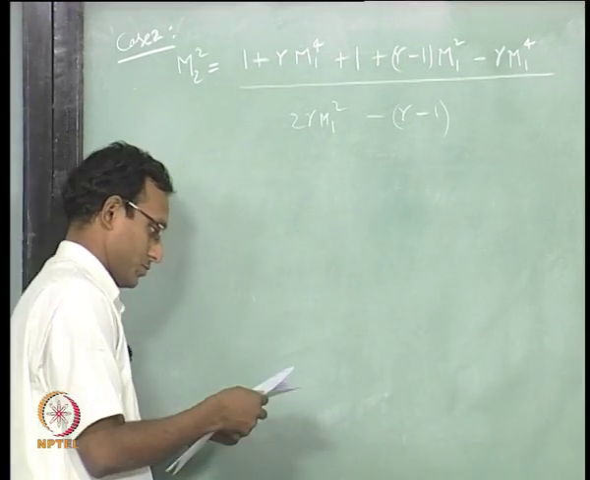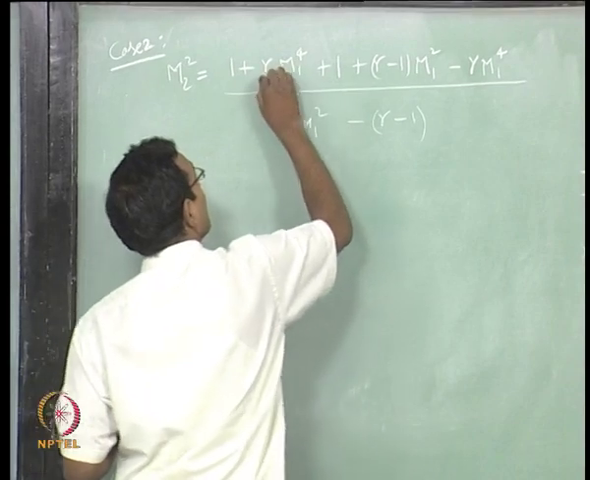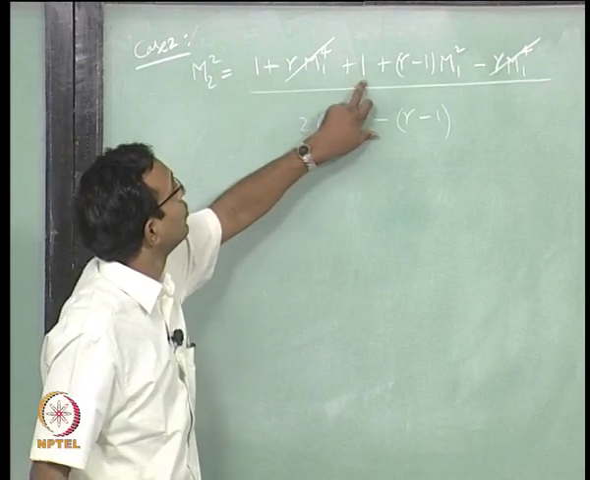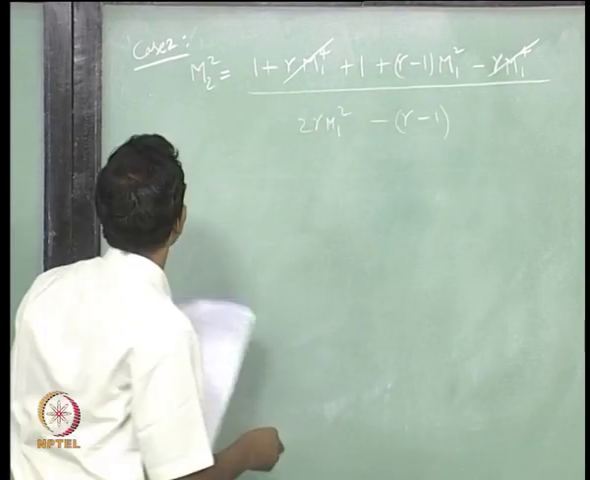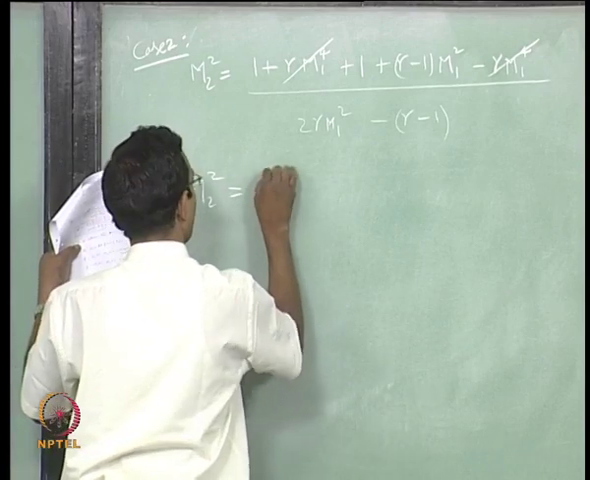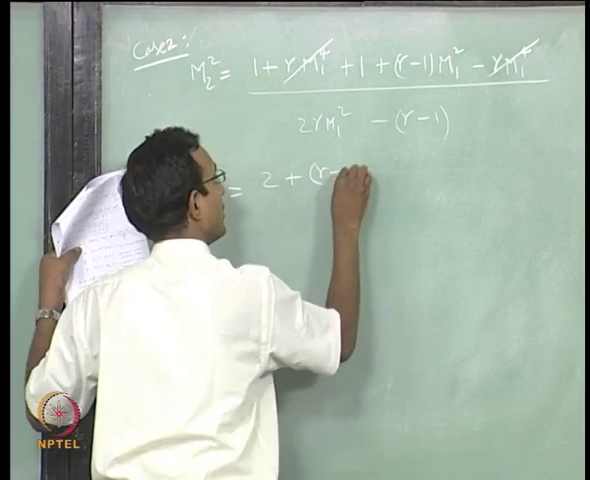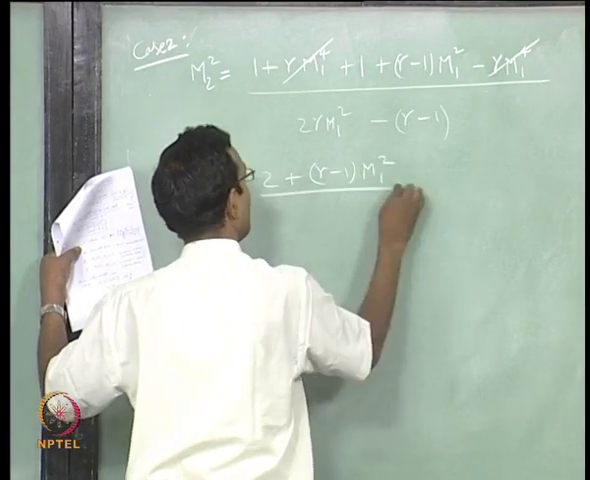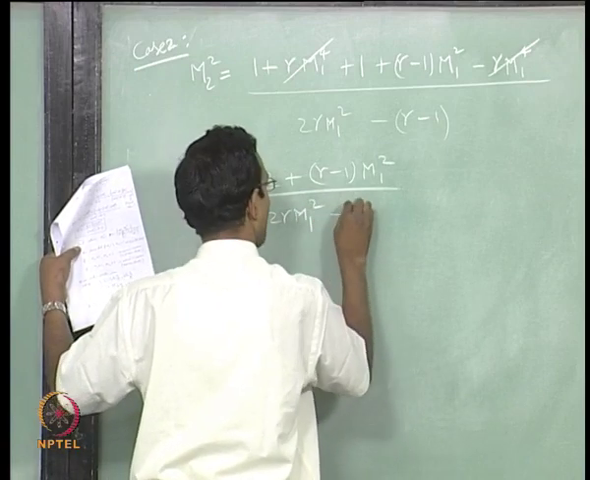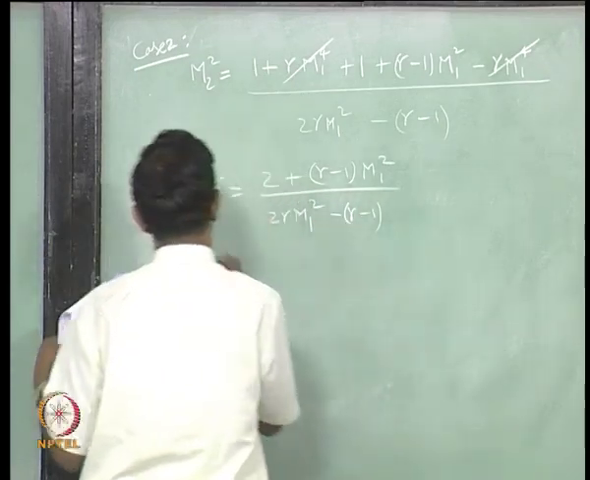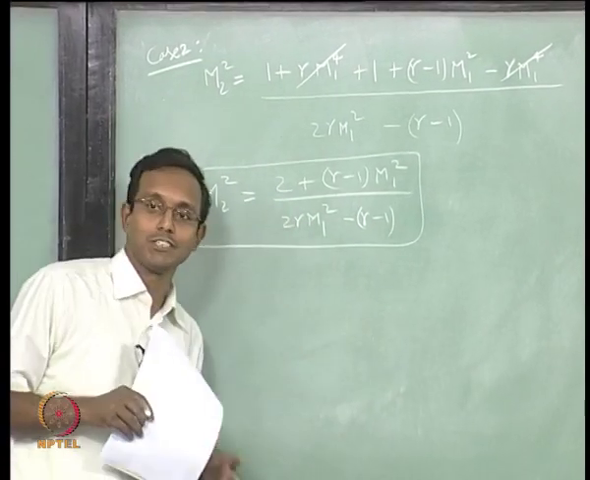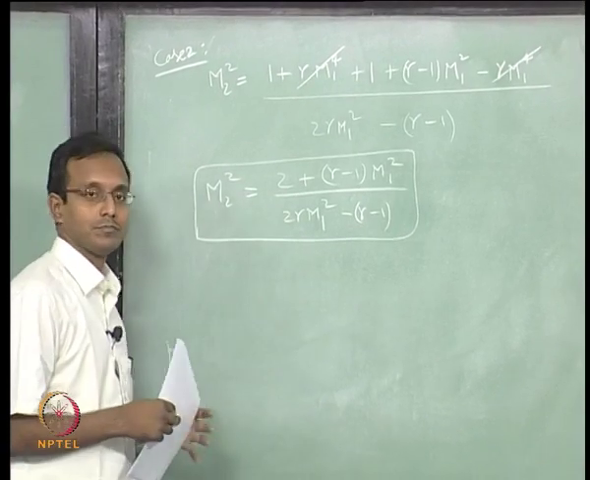This is my case 2. Here gamma m1 power 4 will get cancelled and all the remaining terms remain. It will become 2 plus gamma minus 1 m1 square. So, m2 square equal to 2 plus gamma minus 1 m1 square divided by 2 gamma m1 square minus gamma minus 1. Cannot be simplified anymore, this is just your relation between m1 and m2.